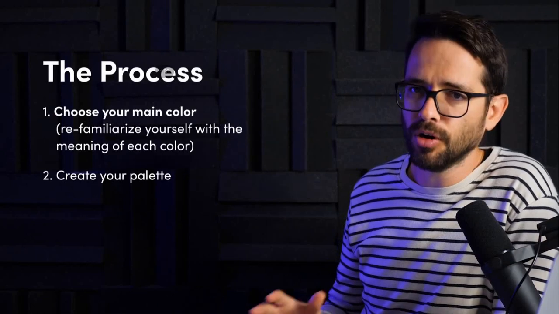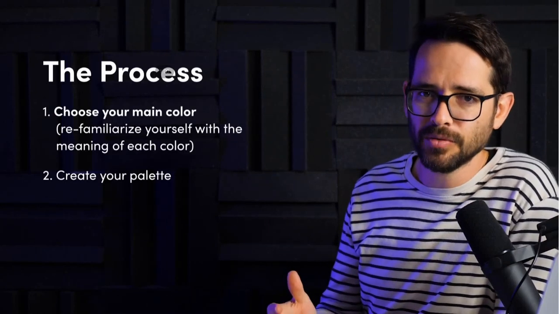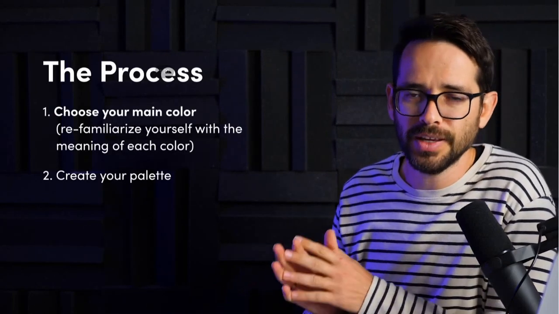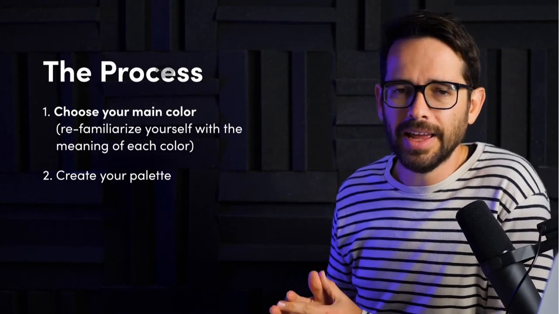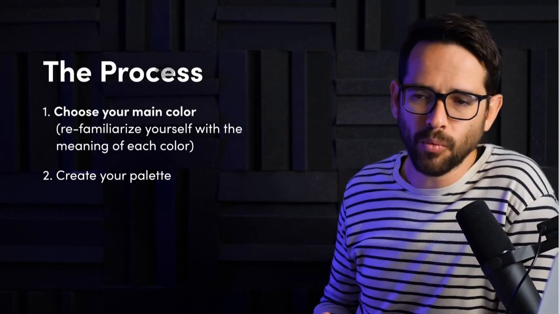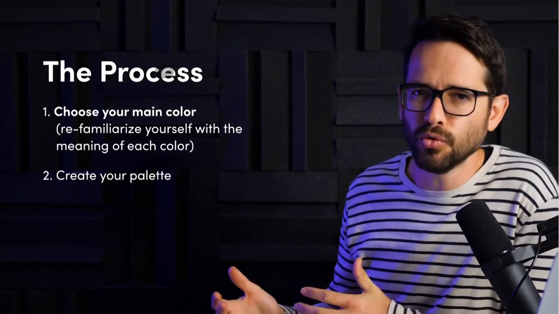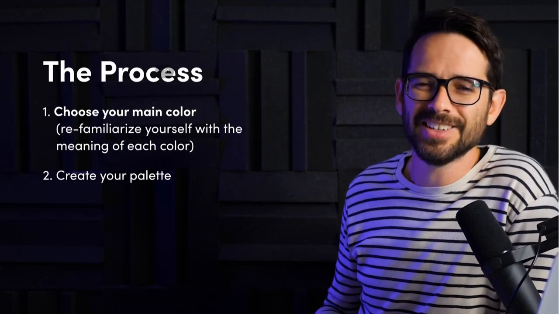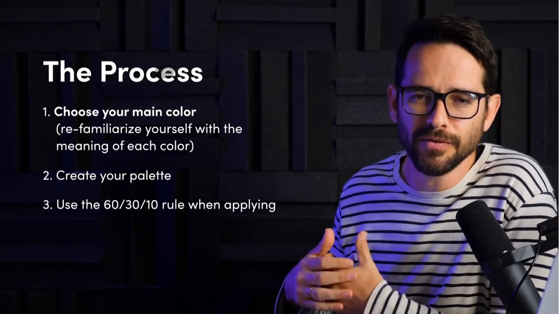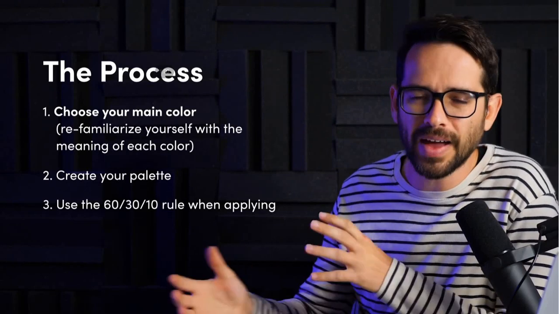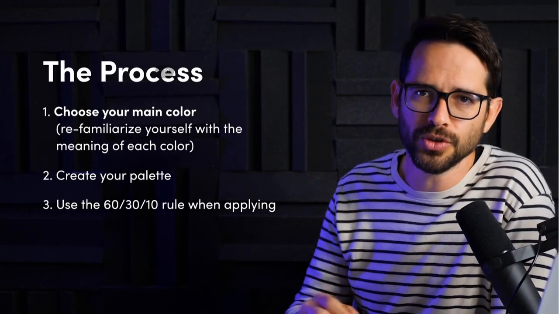All right, now that we've got our dominant color and we've got our palette, it's time to actually apply those colors in your actual design. And the guideline that I want to recommend here, it's not really a rule, even though we call it a rule, is the 60-30-10 rule. It's just a very helpful guideline in terms of how much of each color you want to use in your design.